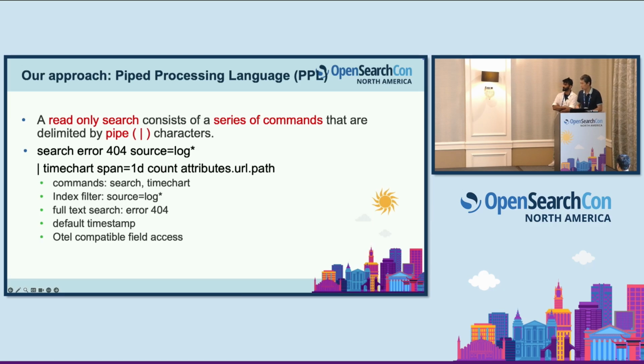This is a command in PPL. Also, it supports full text search. You can search for error and 404 in all your logs. This is the vanilla OpenSearch index feature. And in PPL, we're also compatible with OpenTelemetry grammar syntax. We support all the OpenTelemetry fields. In this example, attributes URL path is one standard OpenTelemetry field name.